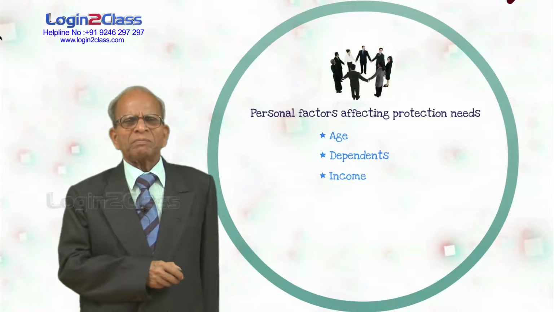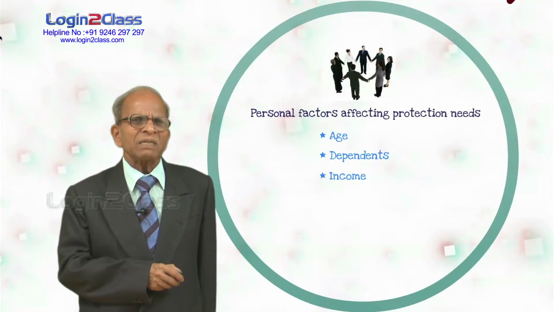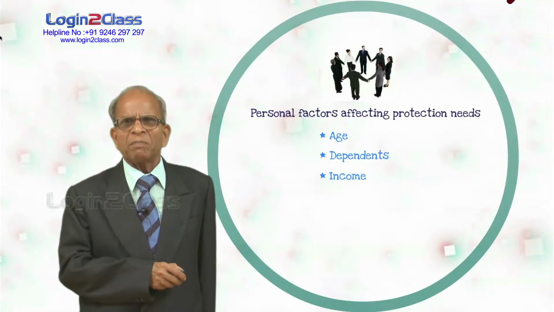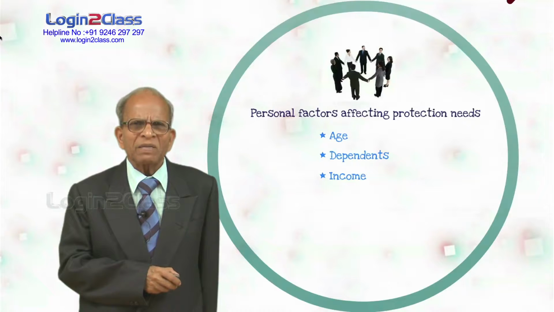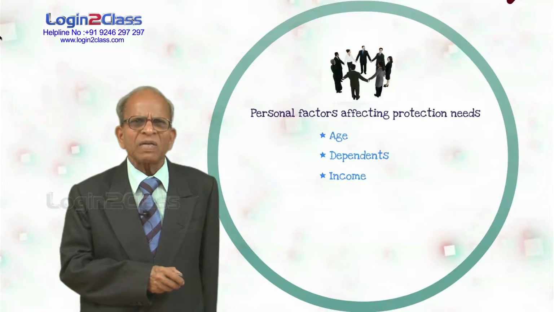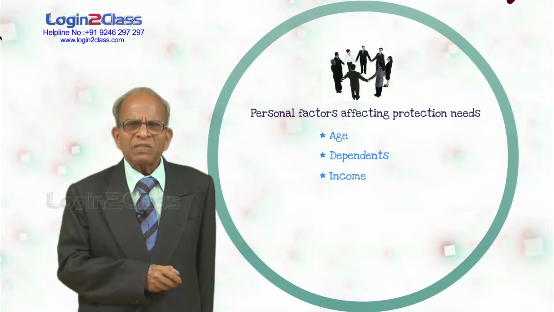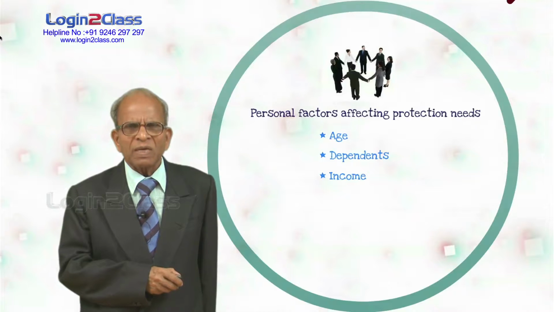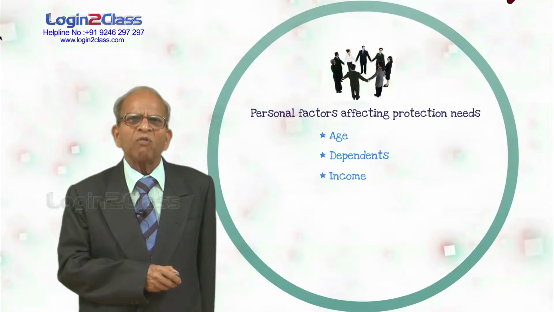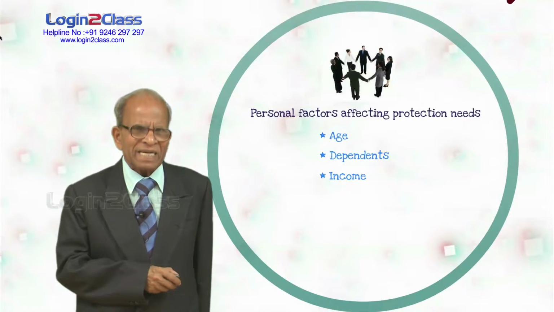Then income. The policies a person will take will depend on his income. If there is a person with a very low income, you can't go to him and ask him to take all policies for all types of needs. He is barely able to maintain his family. So, the income of a person plays a very important role regarding his needs and how well he can take care of those needs.